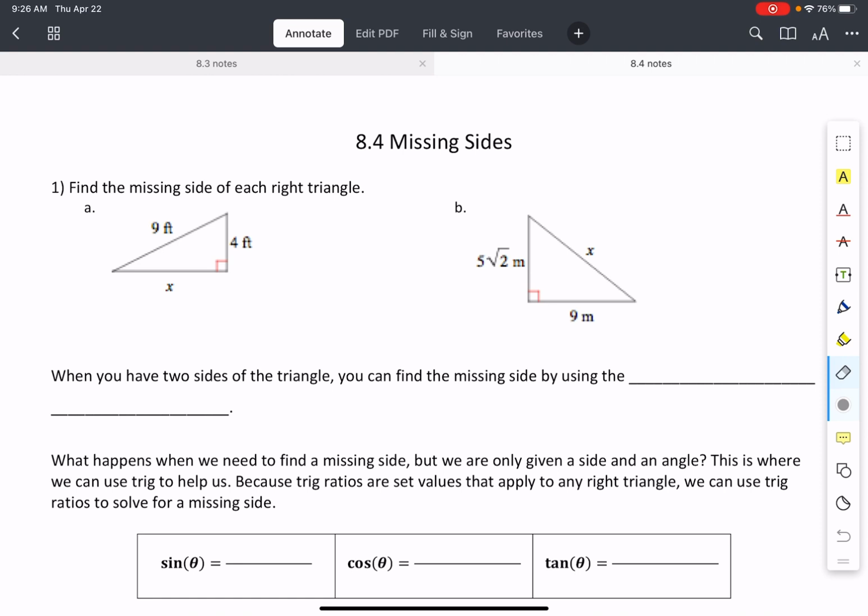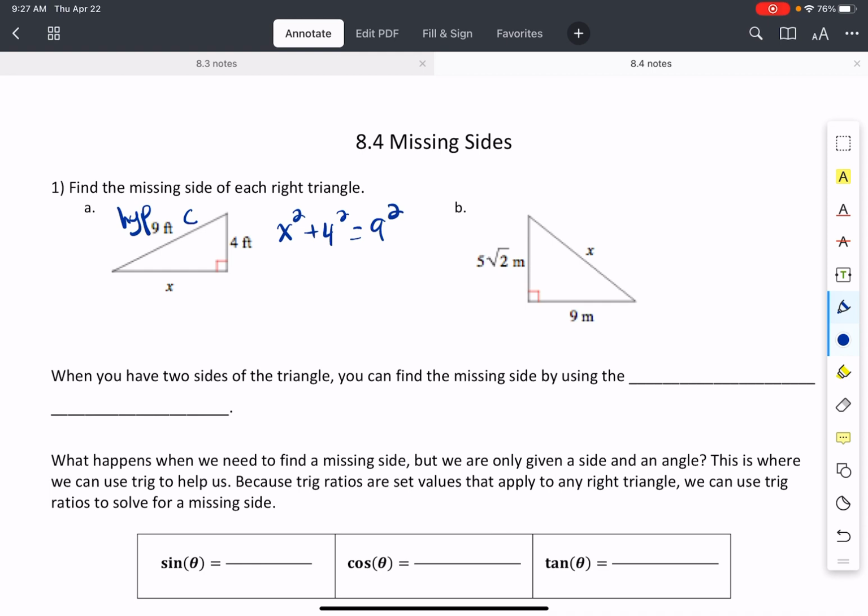Pythagorean theorem is correct. Okay, so my C has to be the longest side, the hypotenuse, right? That's the hypotenuse, so that's my C. A and B, it doesn't matter which one you do. So I would do A squared plus B squared equals C squared. Remember doing that last week? Right? Sadly, yes. Okay. Now let's find X.